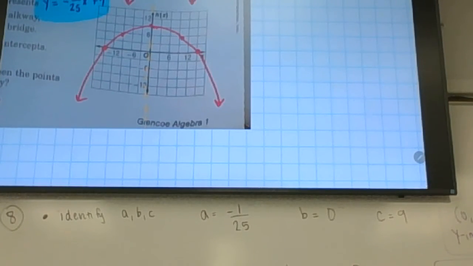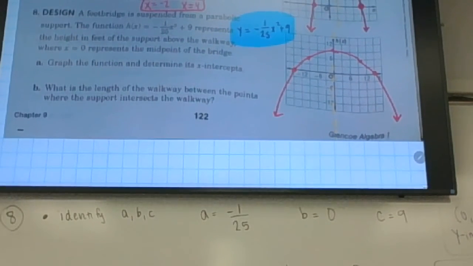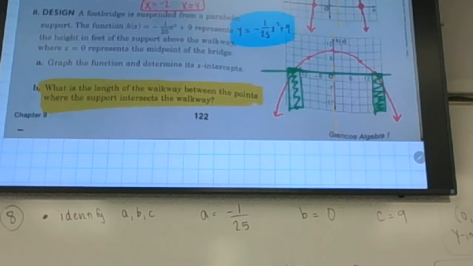I swear it's true. Sure, Asher, it's a bridge. The question though, Asher's really visualizing, he can see the bridge. What is the length of the walkway between the points where the supports intersect? So here's the pillars, here's the road. What is the length of the walkway?